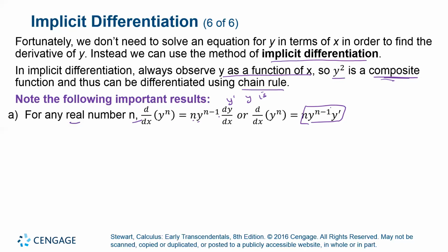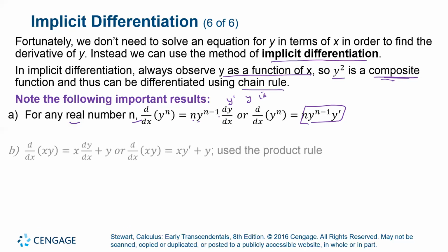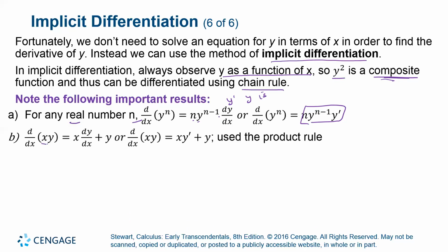Just y prime, and you know that they are the same. The second thing is that if you have a function like this, say x times y, notice that x is a function and y is also a function of x. So that's a product of functions. That's why we use the product rule here.